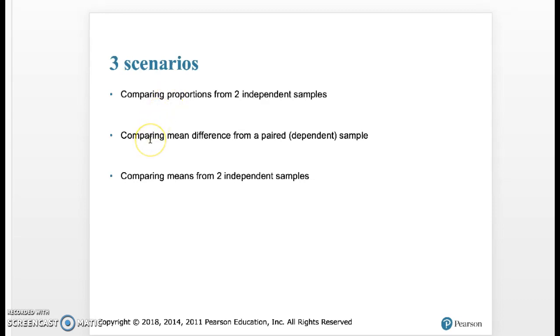Then we'll work on comparing mean difference from a paired or dependent sample, or we could focus on comparing means from two independent samples. So you can see with the vocabulary here, we need to clarify a little bit of what we mean with independent and dependent first before we get into these examples. This first scenario, proportions, will be addressed in 11.1. The paired samples will be 11.2, and the independent samples with means is going to be in 11.3.